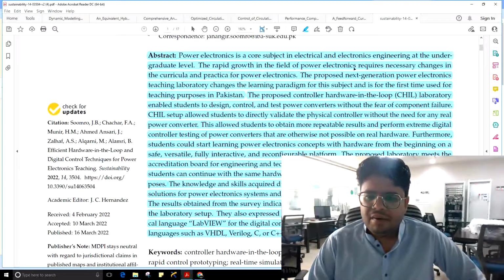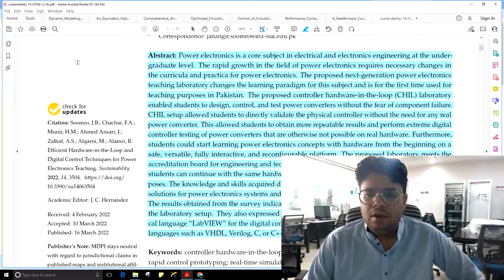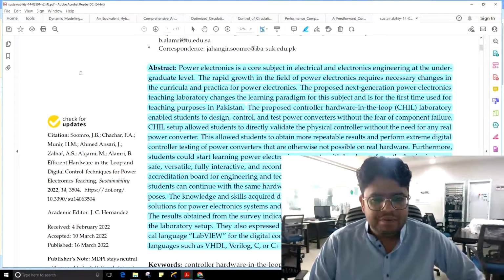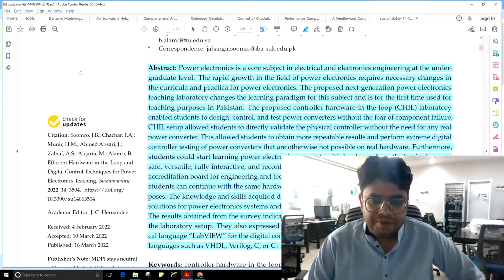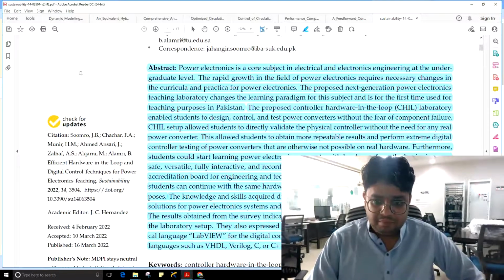The rapid growth in the field of power electronics requires necessary changes in the curricula and practica for power electronics. The proposed next generation power electronics teaching laboratory changes the learning paradigm for this subject and is used for the first time for teaching purposes in Pakistan. Yes, this is the first time we have used a controller hardware-in-the-loop laboratory for teaching purposes, especially power electronics. And this is the first and only lab in Sindh and second in Pakistan after NUST Islamabad.